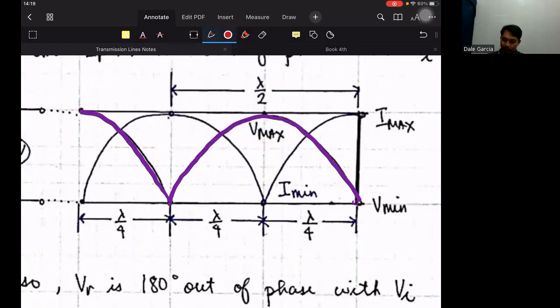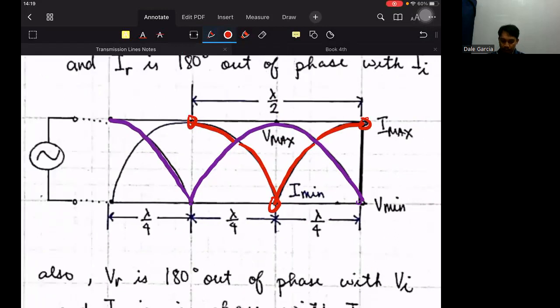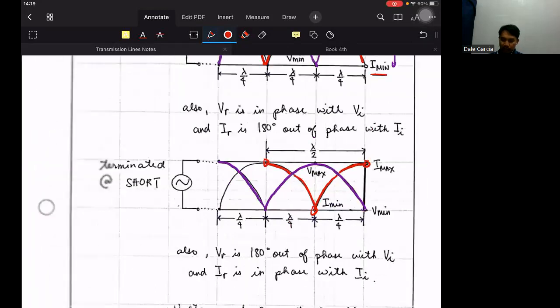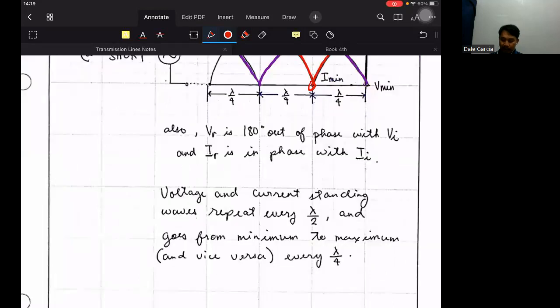Now for the current standing wave. At the shorted end, current is maximum. 1/4 wavelength away, 0. 1/2 wavelength away, it is maximum again. So voltage and current standing waves repeat every 1/2 wavelength cycle, and go from minimum to maximum and vice versa every 1/4 wavelength.